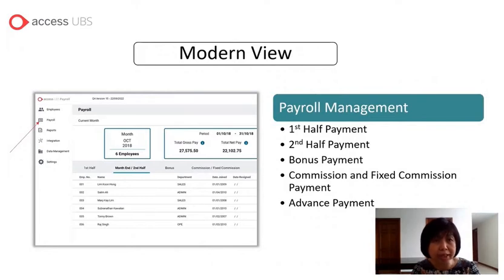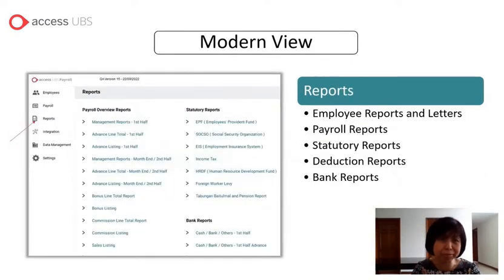The second one is the Payroll menu. This is the place where you process payroll from beginning to end with 4 simple steps: month-end processing, edit normal pay, process pay, and finally report or submission. The next one is the Report menu, where you can find all the reports available in UBS Payroll.